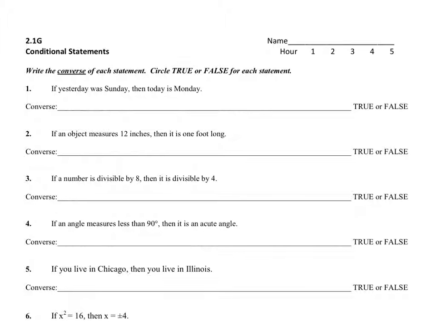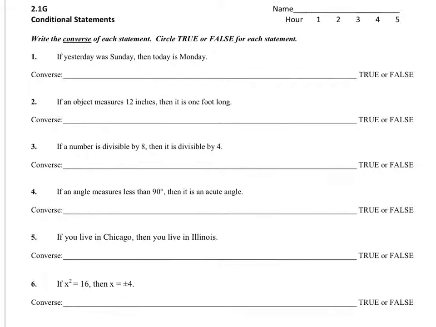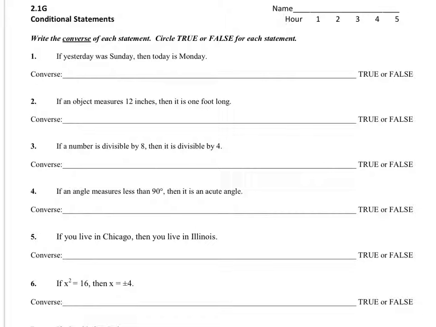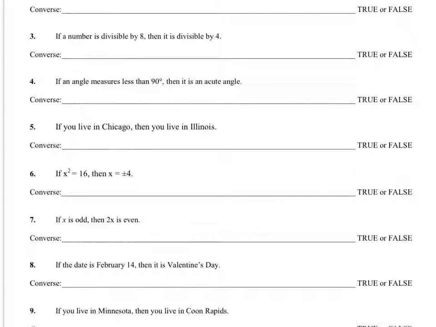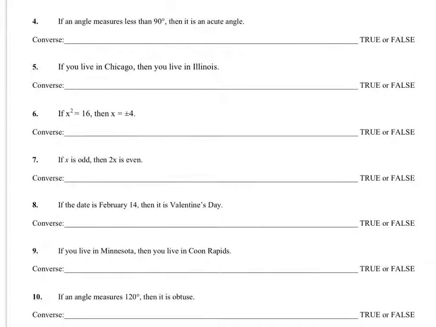Okay, this video is for 2.1g, conditional statements, and we're going to look at how to take an original conditional statement and write the converse of it. Let's do a couple examples from this very first part. Let's look at 4 and 5.